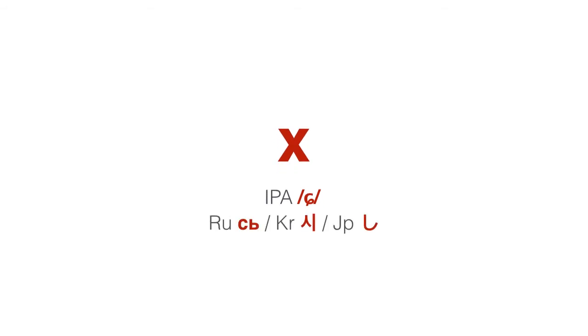First, the X or xi sound. This consonant in the International Phonetic Alphabet, or IPA, is written like a numeral 6 with a little tail at the bottom. This sound doesn't exist in English, but if you speak Russian, it's very similar to the S with the myakkii znak, like sh. And if you know Korean, it's very similar to shi and the Japanese shi.